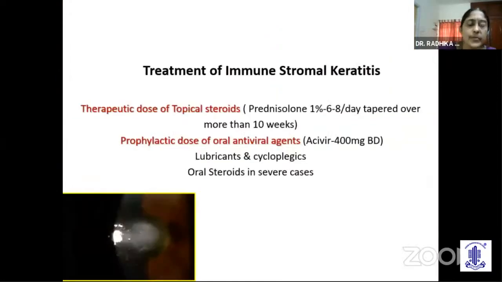For treatment of immune stromal disease, we've already said that there's less virus and more inflammation. So you have to use a therapeutic dose of topical steroid medication and a lesser or prophylactic dose of the oral antiviral agents. The exact drugs and their dosages you can pick up later, either from this presentation or from the AIO guideline itself.